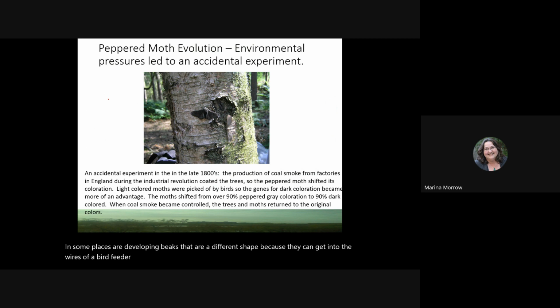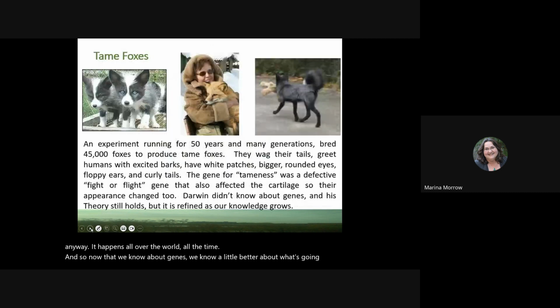They eat more food, their babies survive, and so the beak that can get into the bird feeder is now an environmental advantage. Anyway, it happens all over the world all the time. And so now that we know about genes, we know a little better about what's going on, but that doesn't mean Darwin was wrong. The environmental pressure is what drives some genes to last into the next generations.